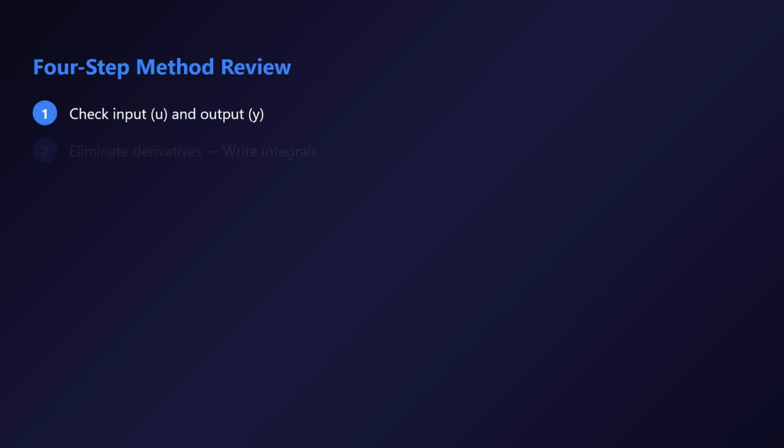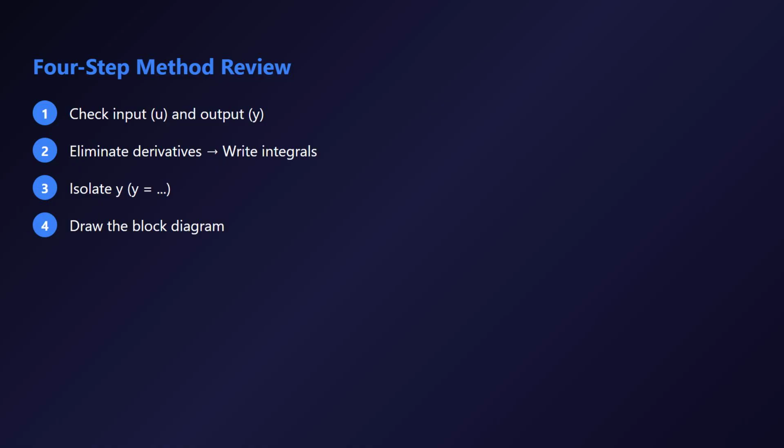Before we begin, let's quickly review our 4-step method. Step 1. Check that input and output are labeled as u and y. Step 2. Eliminate all derivatives by taking integrals. Step 3. Isolate y on one side of the equation. And Step 4. Draw the block diagram following the equation.